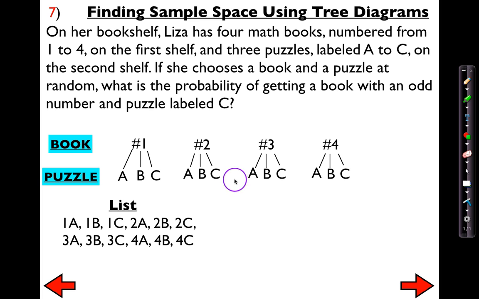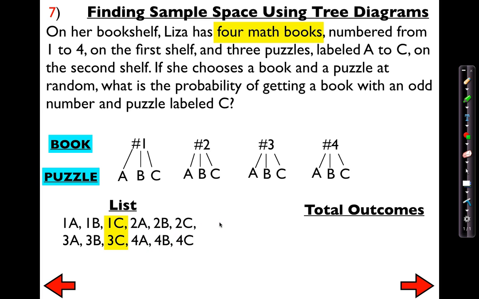Now to get back to the question, it says, what's the probability of getting a book with an odd number and a puzzle labeled C? So notice, odd number labeled C. That's an odd number with a C. That one's not an odd number. This one's an odd number. That one's not an odd number. So notice there's going to be 2 out of 1, 2, 3, 4, 5, 6, 7, 8, 9, 10, 11, 12. So 2 out of 12.